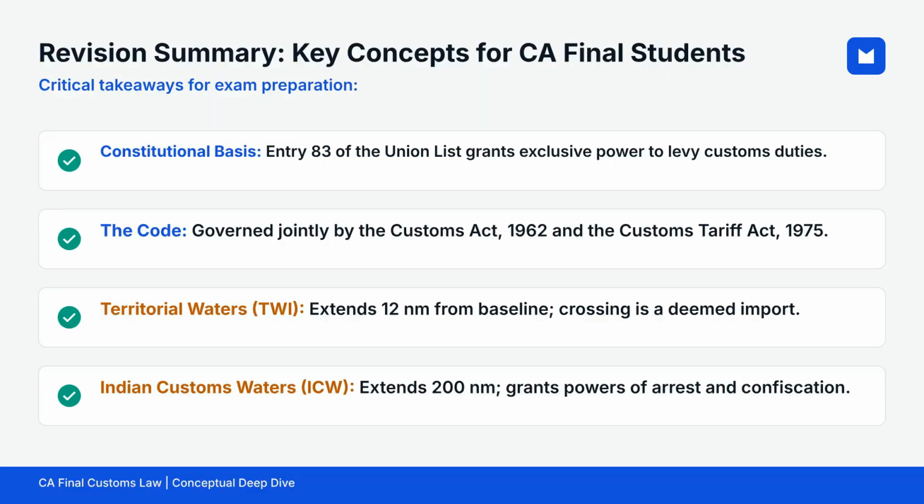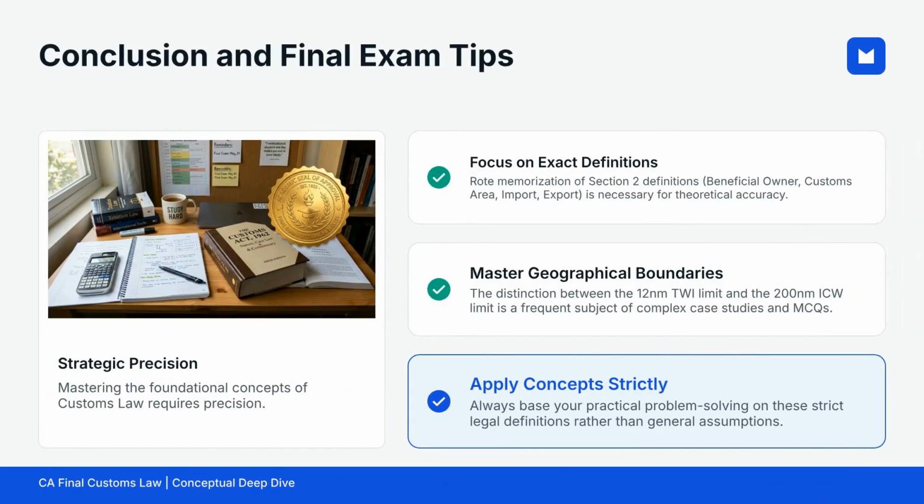Finally, remember the key definitions of beneficial owner, customs area, customs station, import, export, and India, because these definitions frequently appear in both theory questions and MCQs. As we conclude, remember that success in customs law comes from precision rather than approximation. Focus on mastering exact statutory definitions, particularly beneficial owner, import, export, customs area, and customs station.